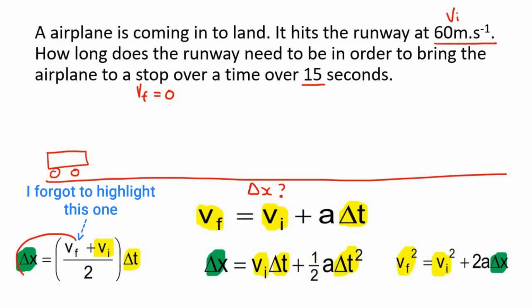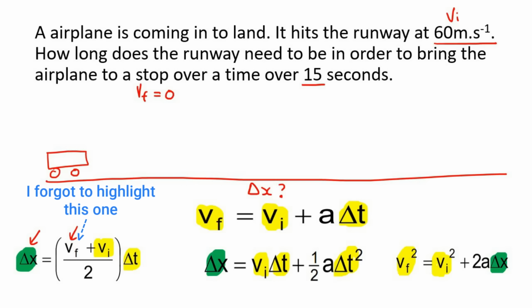Because you can't use this equation because you don't know 2 things. You don't know what that is, and you don't know what that is. You can't use this equation because you don't know what that is, and you also don't know what that is. So there's 2 things you don't know. And you can't use this equation because you don't know that, and you don't know that.